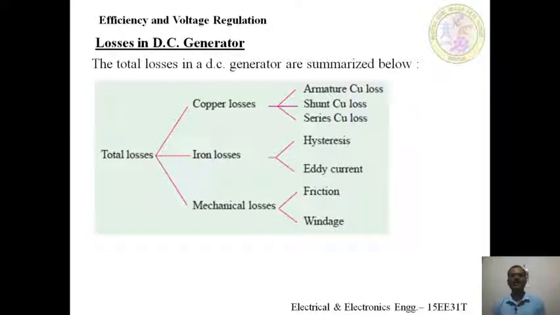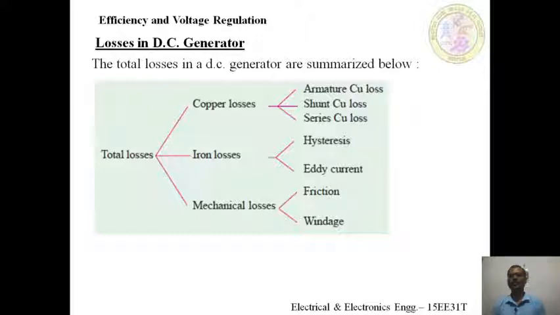The next one is iron losses. The losses which are taking place in the iron part of the machine, that is, they are also called as magnetic losses. They are also called as core losses. The first one is hysteresis loss. Hysteresis loss is the loss taking place in the core of the armature due to the continuous reversal of the flux in the armature core.